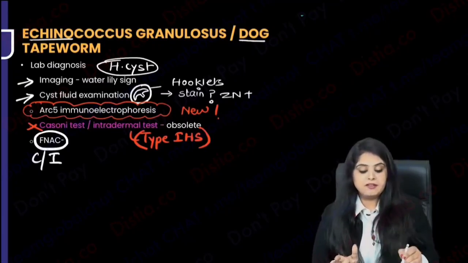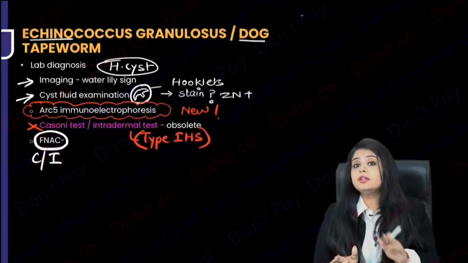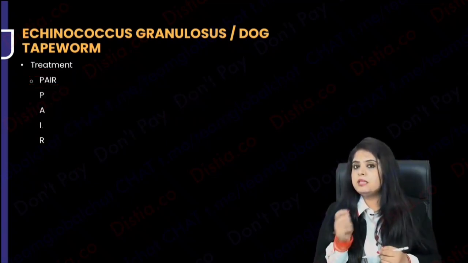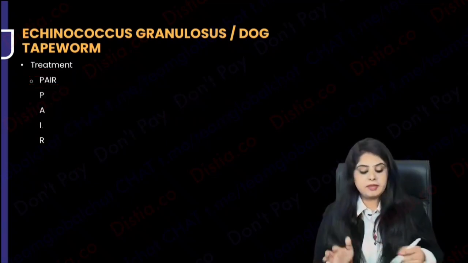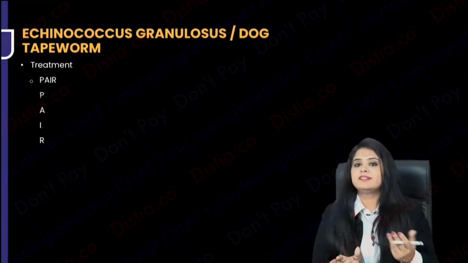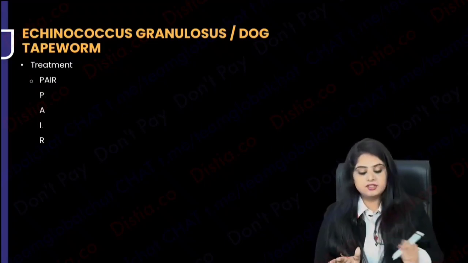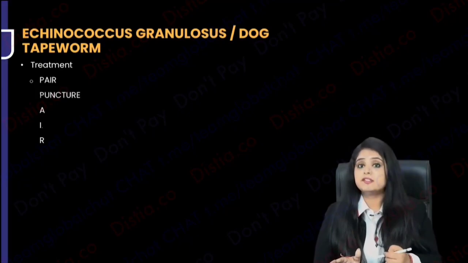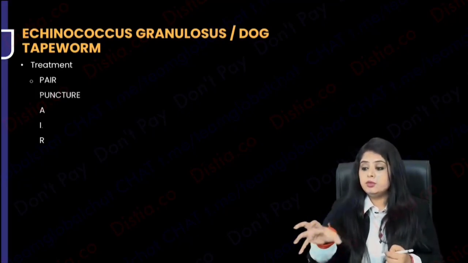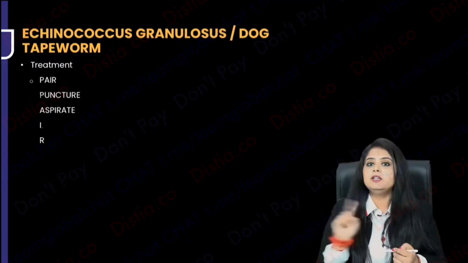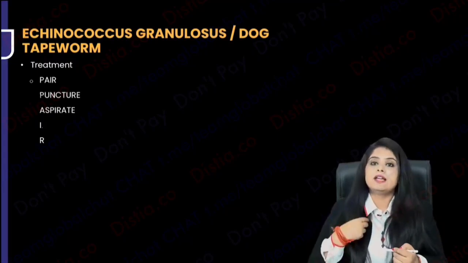Now you will say that, ma'am, FNAC to kar nahi sakte. How are you going to treat this patient? There is a technique called PAIR. The first P will be a little worrisome. You know what we do in PAIR? We puncture the cyst. You will say, ma'am, since then you were only shouting, don't puncture, cyst is very dangerous. Now you are only saying puncture the cyst. But yeah, as soon as you puncture, you take out all the fluid. You aspirate all the fluid. The fluid should not spill into the person's body. Then it will cause anaphylaxis.